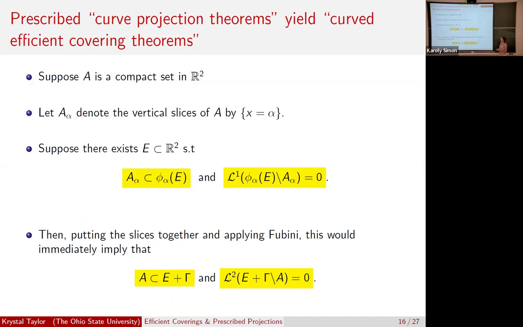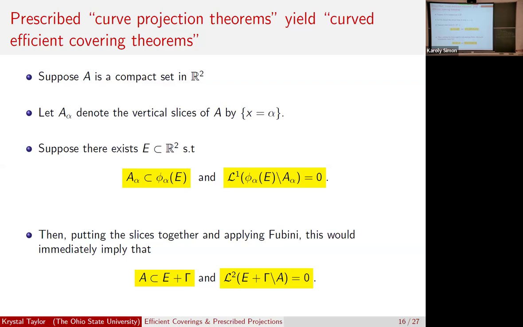Let's take a look to see that prescribed curve projection theorems, defined momentarily, yield the curve efficient covering theorem. Start off with a set A in R2. Our goal here is to find an efficient covering by, say, translations of some curve gamma. So slice this thing. Let A alpha denote the vertical slice at alpha. Then suppose, the key word is suppose here, pretend for a moment that you did have one of these dust sets E that gives the projection that you want. So for almost every alpha, the projection of E, or the image of E, covers A alpha and the error has measure 0.